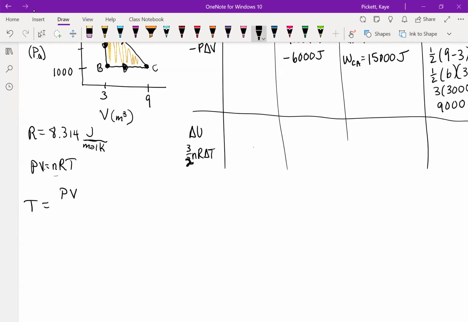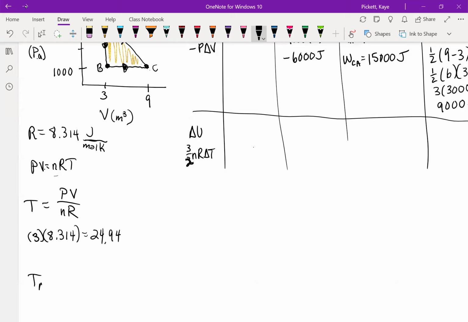That's going to be PV over nR. Well, let's calculate n and R. So that's 3 times 8.314, which is going to give me 24.94. Okay, not worrying too much about sig figs here. So that's going to be the same in each of those calculations.